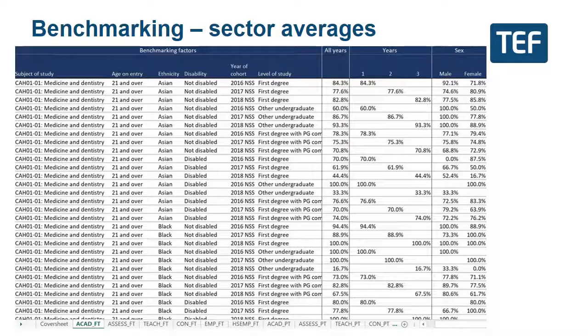So this exercise is repeated to create a unique benchmark for each type of student in each subject. And if you went all the way down to the bottom of this spreadsheet, you'd see there's around 3,300 unique benchmarking groups just for this metric for full-time students. And we use this and the data that we hold about each provider's student body to construct a unique benchmark for each provider.